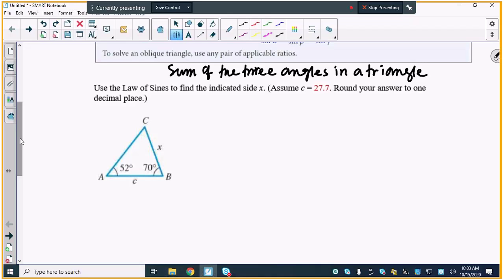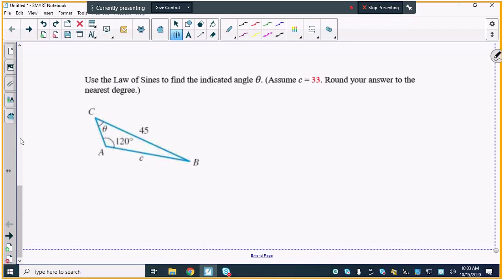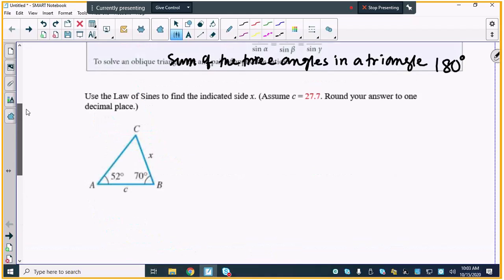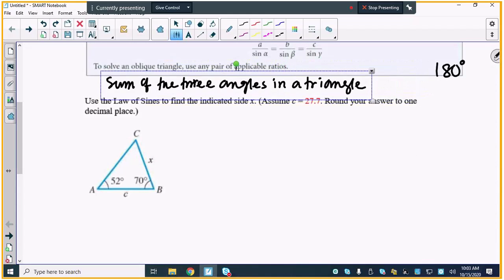The triangles that we are going to deal with in our class are all planar triangles, and for them the sum of the three angles is always going to be 180 degrees, or if we are in the radian mode, then it should be pi. So we are going to start at that point. As I said, the sum of the three angles in a triangle is either 180 degrees or pi in the radian mode.